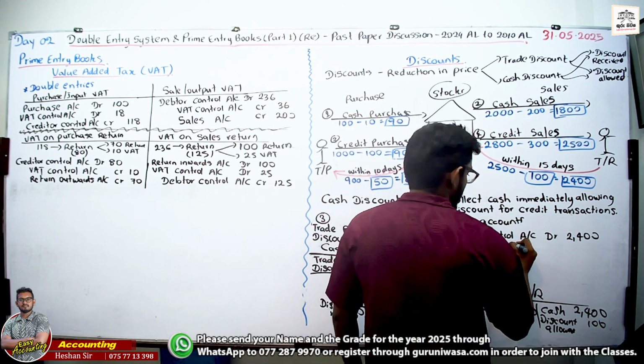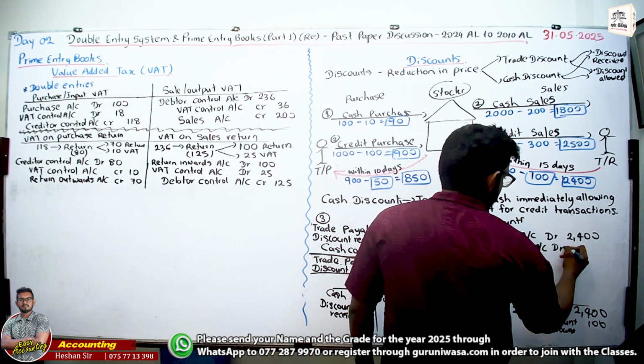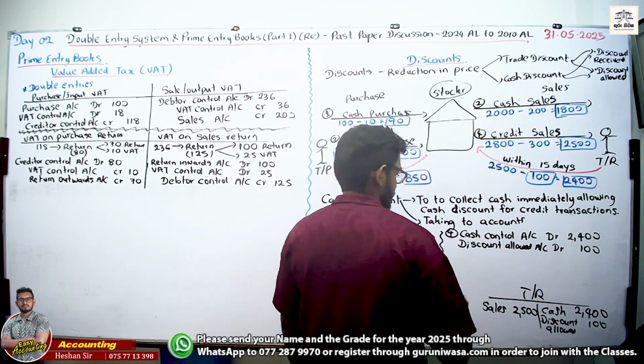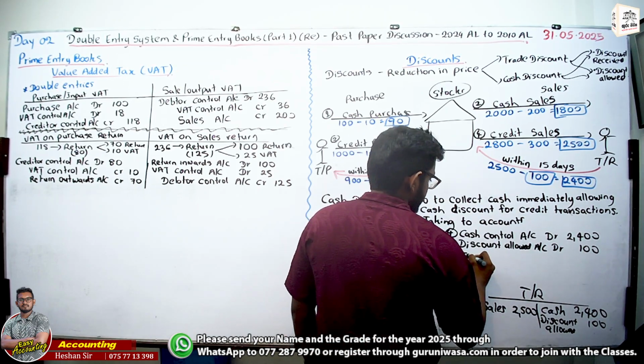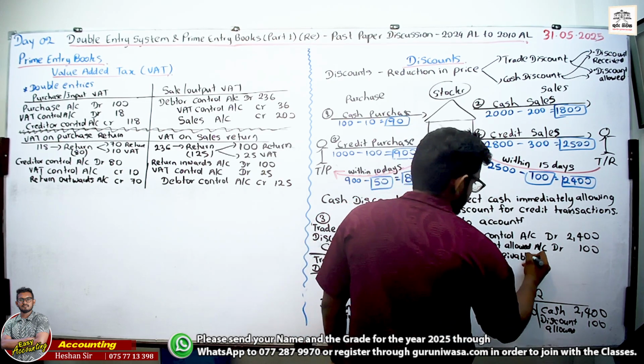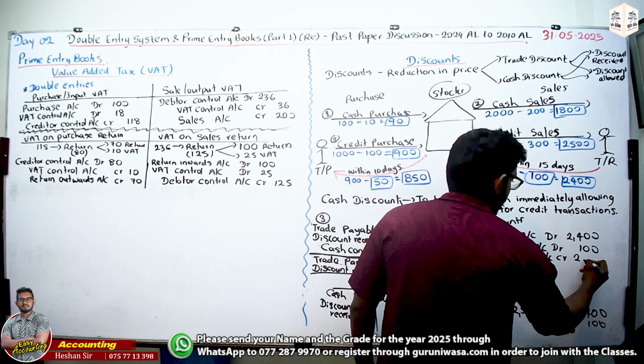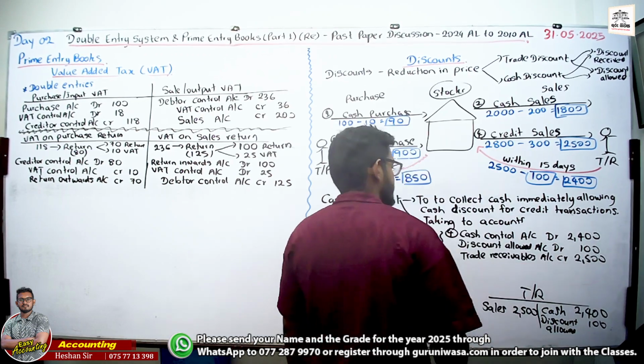Discount allowed account, debit 100. Trade receivables account. Totally, the amount he refused and the amount he gave, both reduce the trade receivables account.